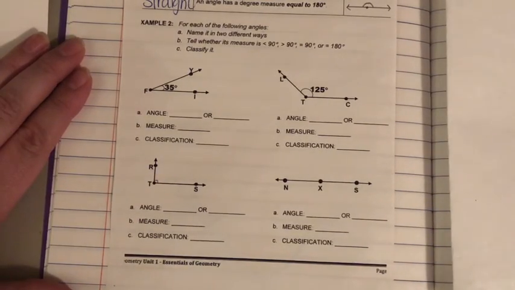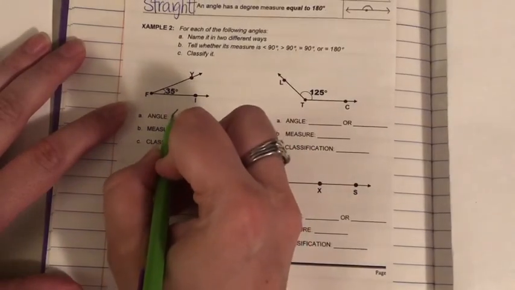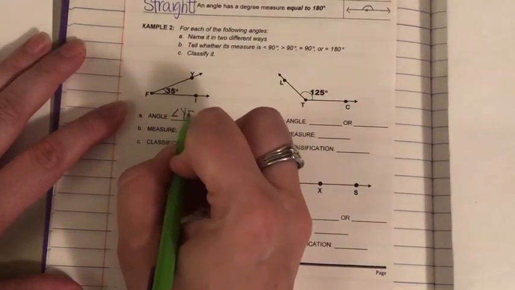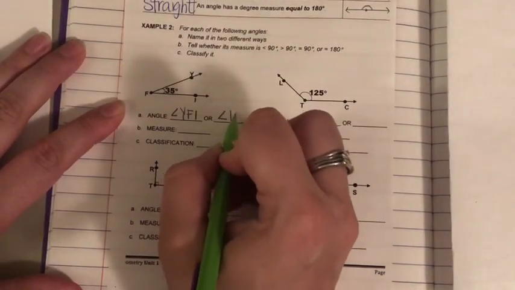So when I'm being named, I use the letters that make up the angle. So this first one right here, I could call it angle YFI. I could call it angle IFY.